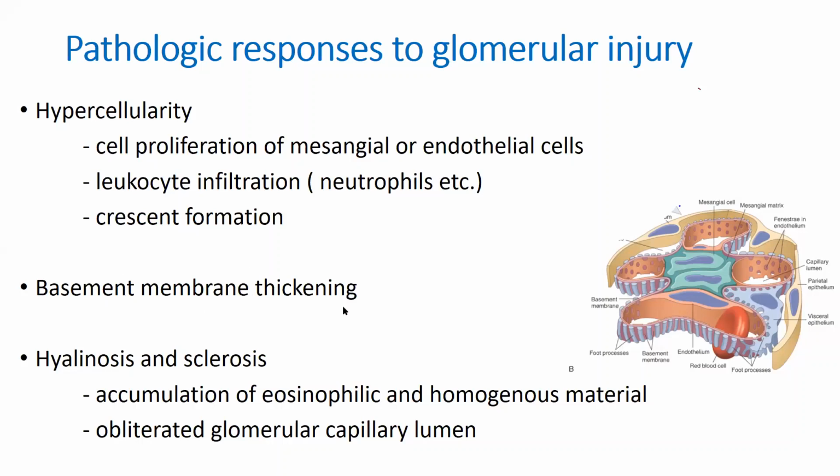So all those are some of the responses to injury. Sometimes you get basement membrane thickening. So here you have the glomerular basement membrane. For example, when those immune complexes get deposited within the glomerular basement membrane, you will start seeing it getting thicker and thicker because of these immune complexes. And sometimes you get what is called hyalinosis and sclerosis, where you get accumulation of eosinophilic, homogeneous material, and this can actually obstruct the glomerular capillary lumen. Therefore, this is going to either aggravate the injury to the glomerulus and also result in long-term sequelae to the kidney.